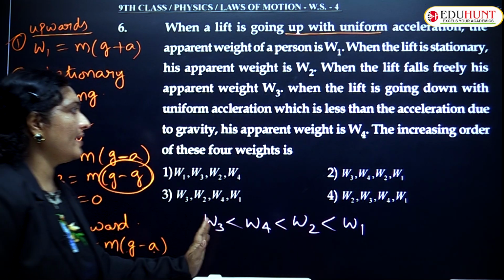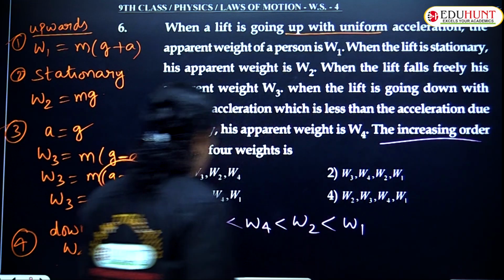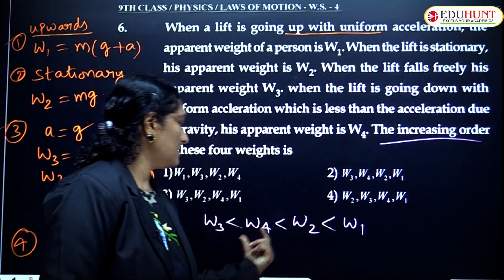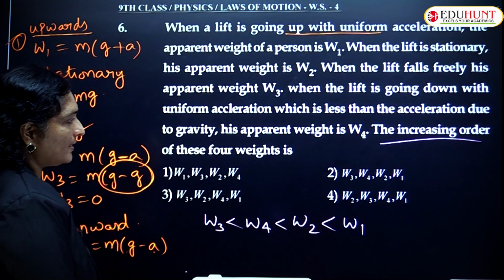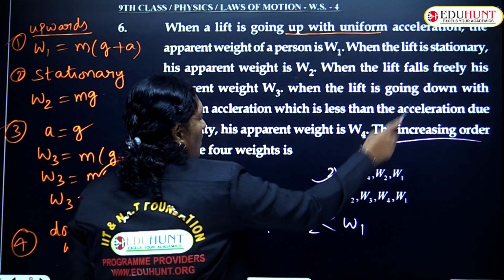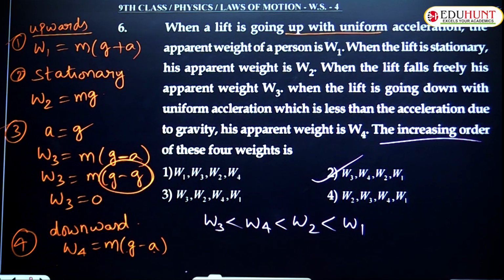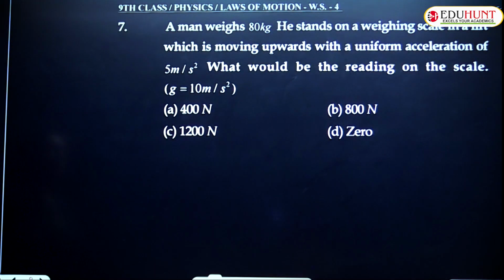You're asked to write down in increasing order: smallest, largest, in between. So which is the correct option? 3, 4, 2, 1. Yes, option 2 must be true. W3, W4, W2, W1. Well, moving to the next question.